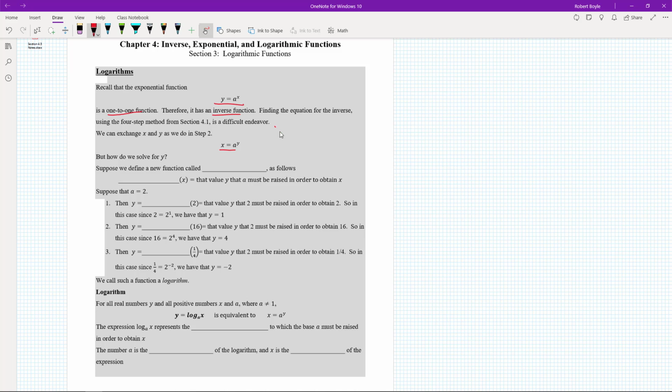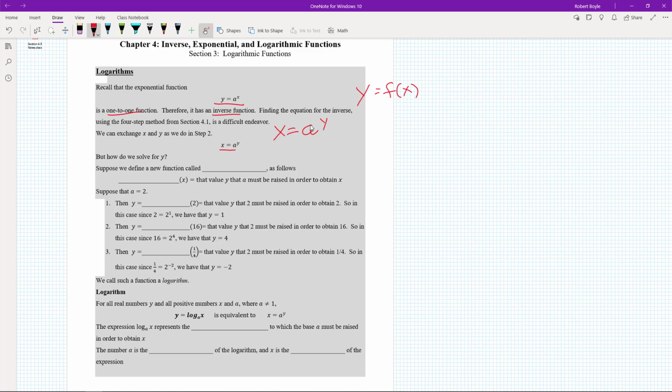I'm going to rewrite it again. x is equal to a to the y, and then we want to solve for y. In other words, we want to get y by itself outside of the exponent, equal to some function of x. Unfortunately, that is kind of hard to do. There's no algebraic tool that I can think of that will take the y in the exponent and bring it down, or at least we have not been introduced to any algebraic tool. Of course, that's the purpose of this particular section.